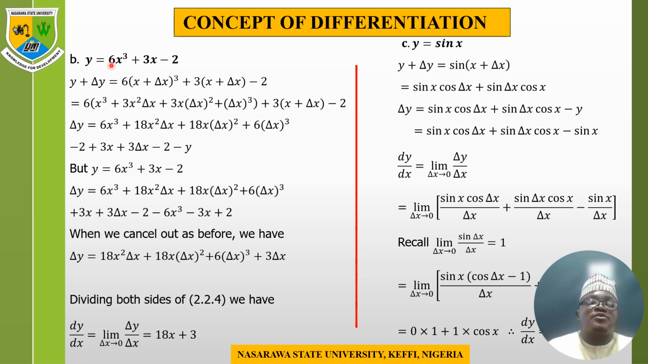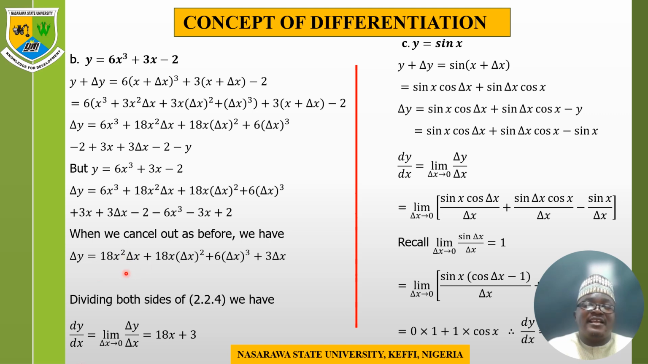3 times 6 we get 18. 3 minus 1 we get 2. Sorry, there is a power of 2 here. There is a mistake here. It's supposed to be power of 2 here.